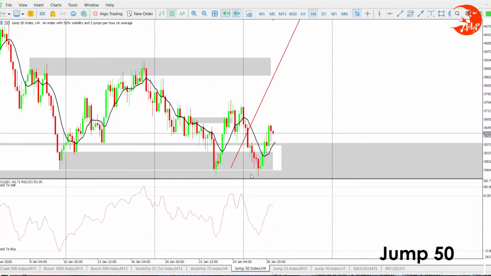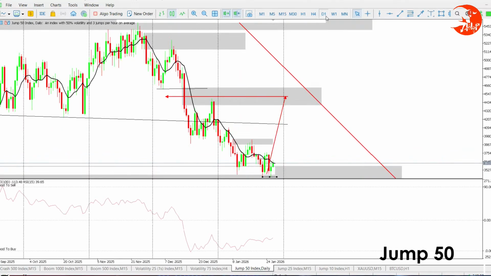On H4, clearly we see that we have equal lows right here. We have that as our equal lows down below there. So we know price now is above our 10 MA, and this should be ushering us into buys, not sells, because of the equal lows down below here. I want to delete this first, delete that.